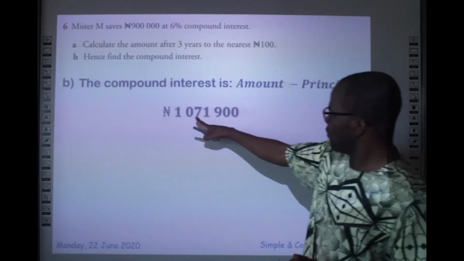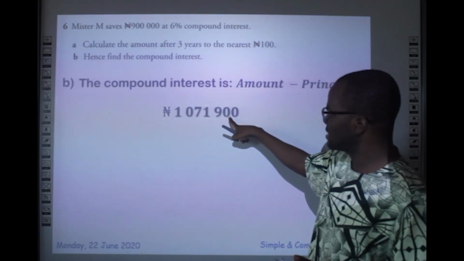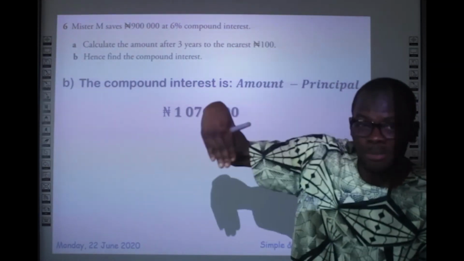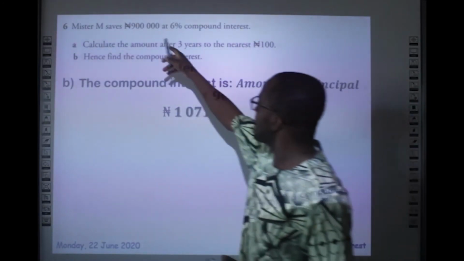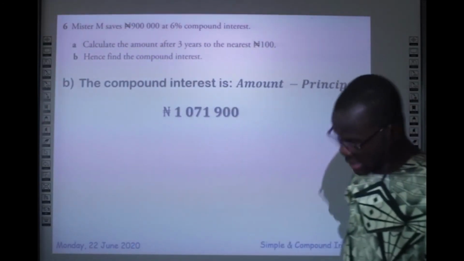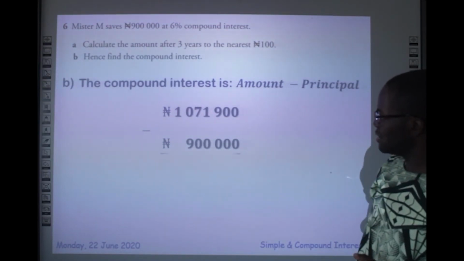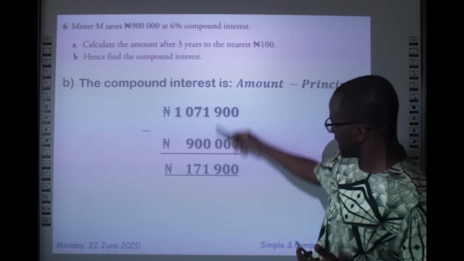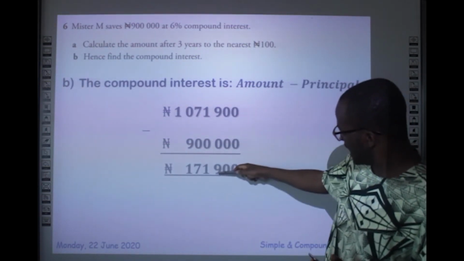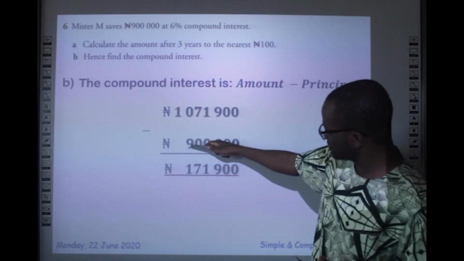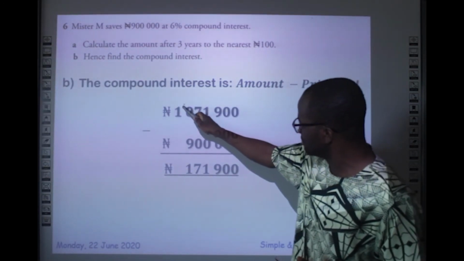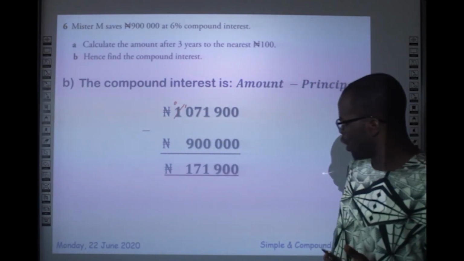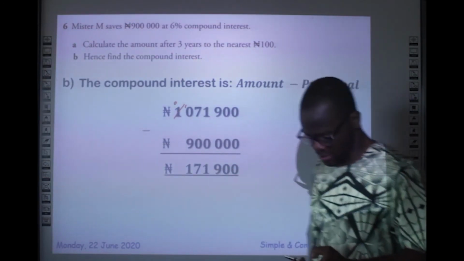So you have 1,071,900, which of course is the amount after 3 years, minus the principal, which was the amount we started with. And we started with 900,000 naira. So when you subtract that, what do you get? That's exactly what you get. Now you can't subtract 9 from 0, so you're going to have to borrow. When you borrow, that reduces to 0, and that becomes 10. 10 minus 9 gives you 1. So that is your compound interest.